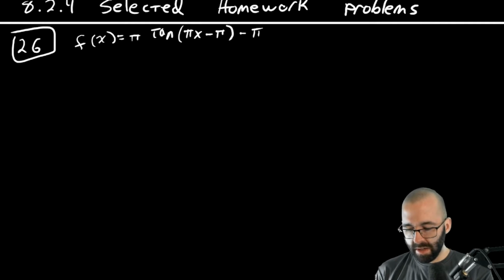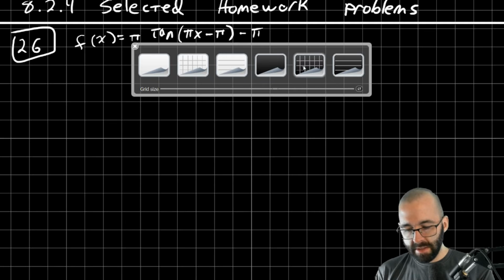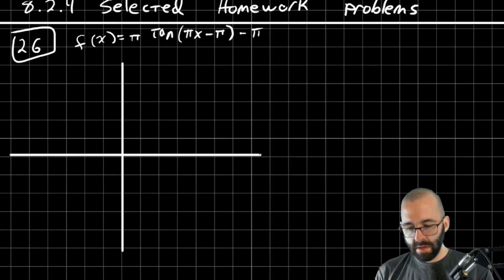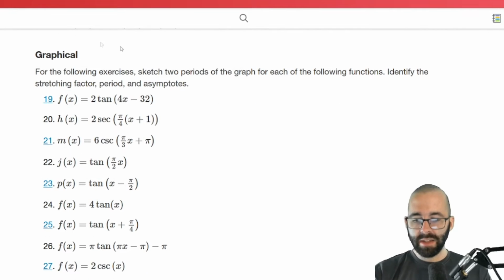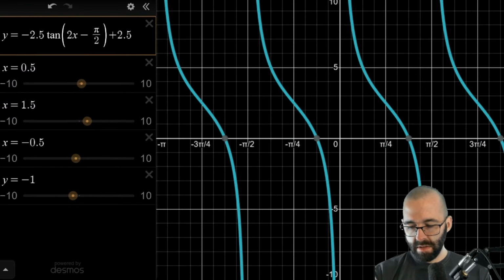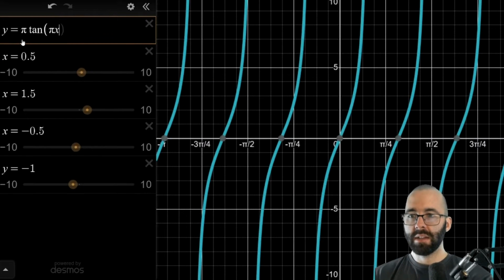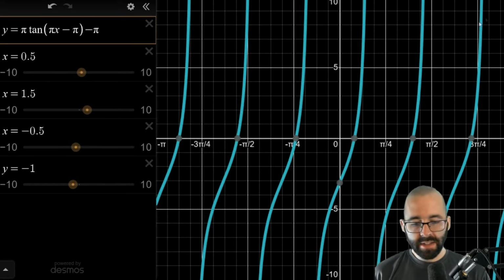All right, and so we're going to need to graph it, and we're going to need to identify the important things. So let's get this ready to go. Let's graph it over here. And let's plot it. Pi times tangent of pi x minus pi minus pi. And let's get the right scale.